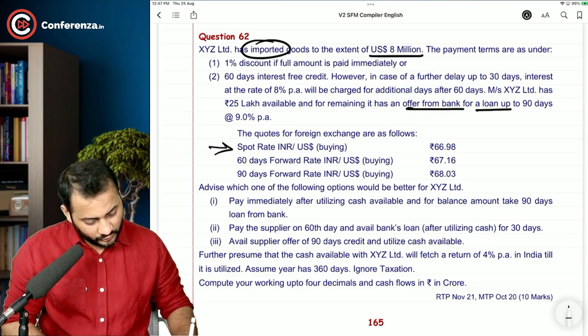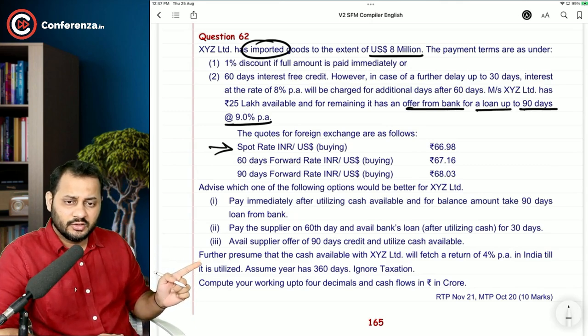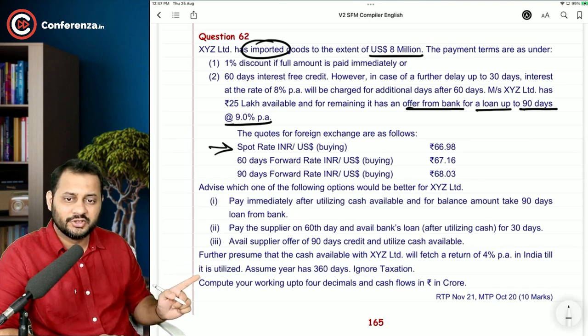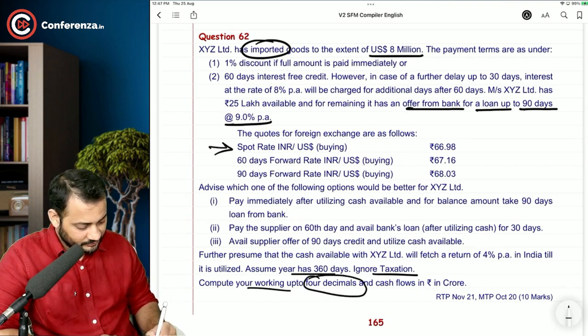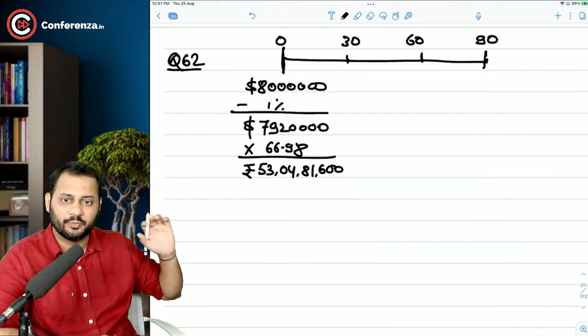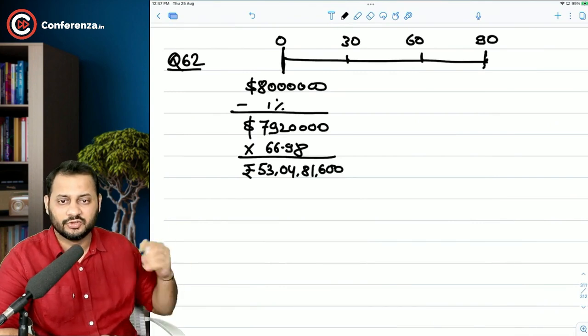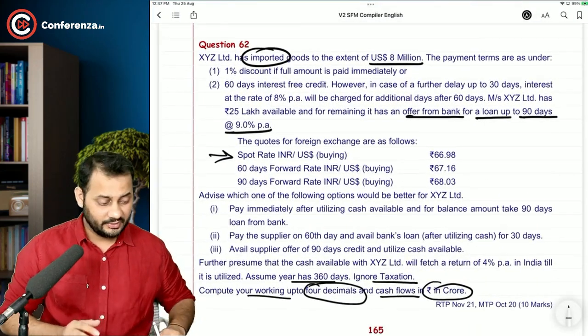Offer from bank for a loan up to 90 days, 9% per annum. And see, there are few things you need to notice. Further, presume that the cash available with XYZ Limited will fetch a return of 4% per annum in India till it is utilized. Assume year has 360 days. Ignore taxation. Compute your working up to 4 decimals and cash flows rupees in crore. So instead of writing the entire figure, it should be rupees in crore. 53.0104. Okay. There are few things that we need to understand. Let's read the question first before making any mistake.